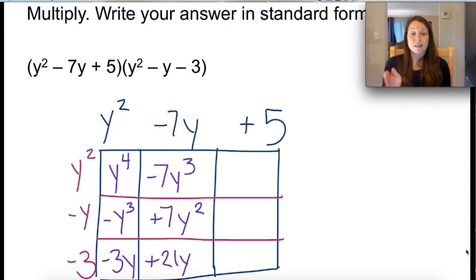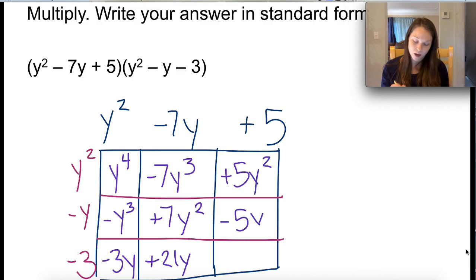Now moving on to the last column, 5 times y squared is a plus 5y squared. 5 times negative y is negative 5y. And 5 times negative 3 is negative 15.